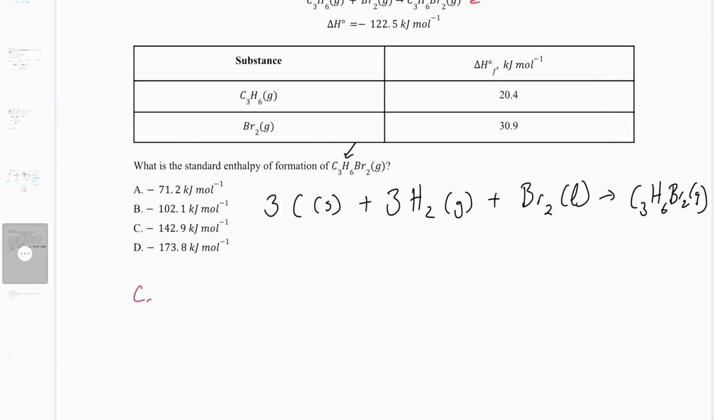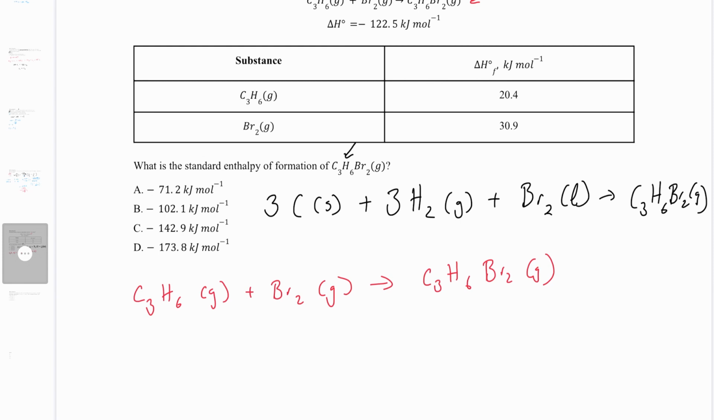It's C3H6 gas plus Br2 gas forming C3H6Br2 gas. We're also given two others, and they're not as obvious.